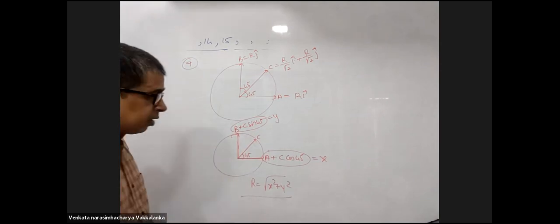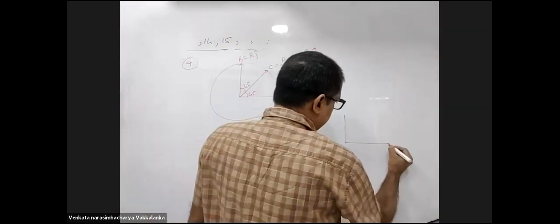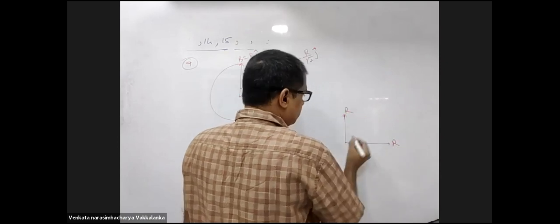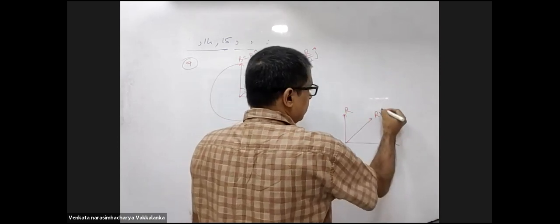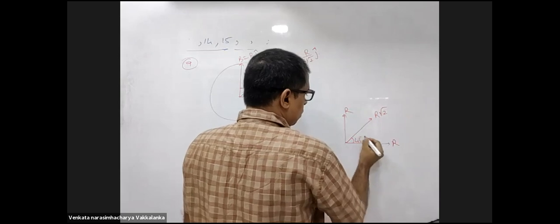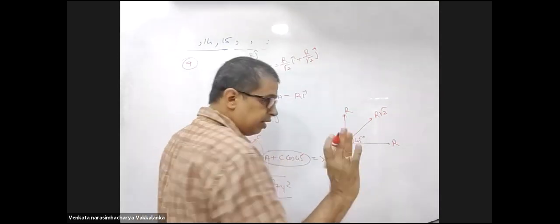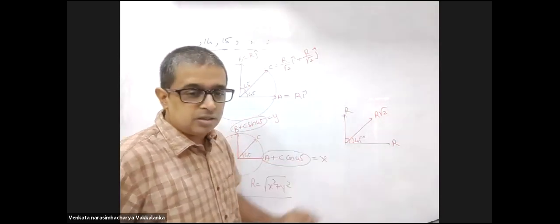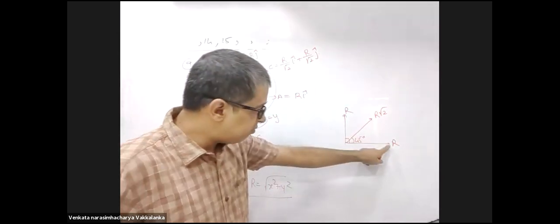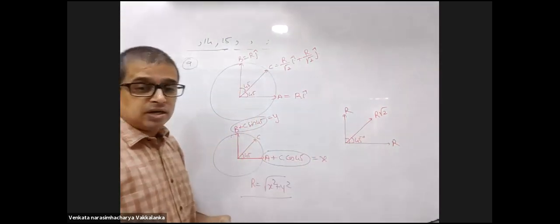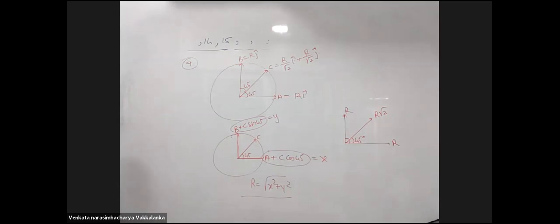And that happens not because A and B are 90, but because this is also R and this is also R. Resultant will be 2R cos theta. If the angle is 90, it need not be that the resultant is at 45. Yes, sir, because they are equal magnitudes. Only if the magnitudes are equal, the resultant will be along 45. Yes, sir.